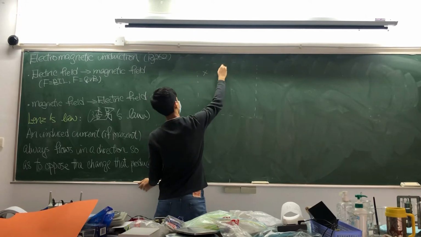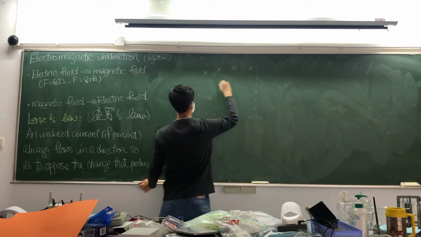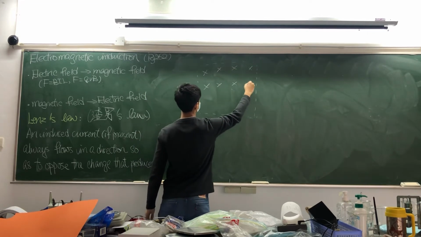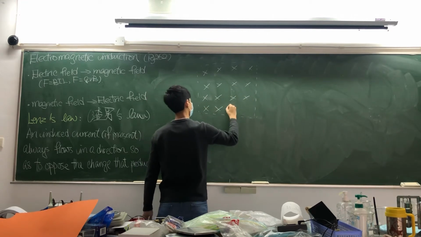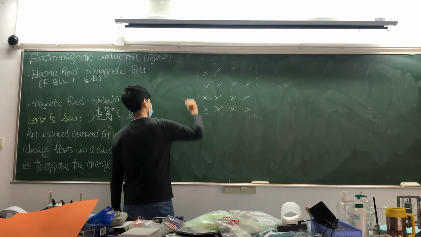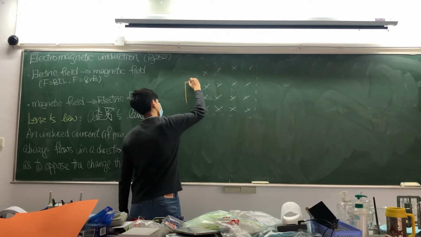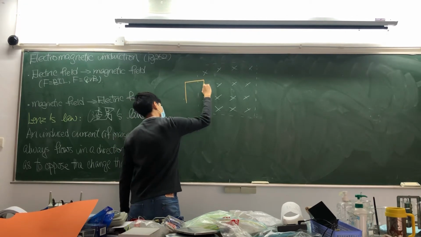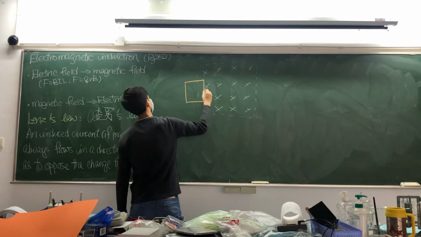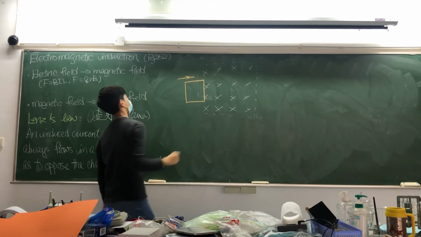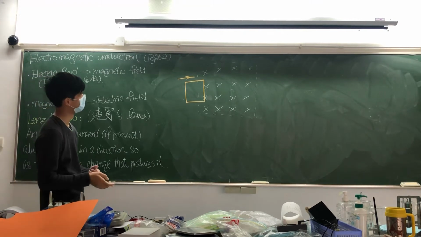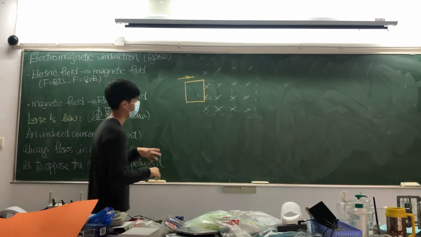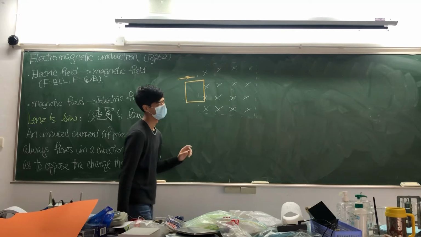We have a magnetic field pointing inward, and we have a loop which is moving toward the right-hand side, moving into this magnetic field. Now we will find the directions of the induced current.